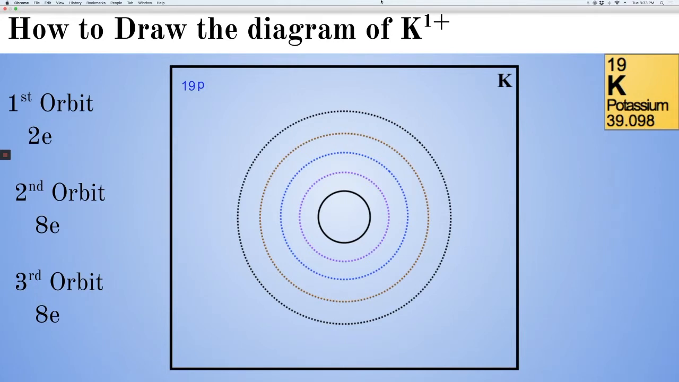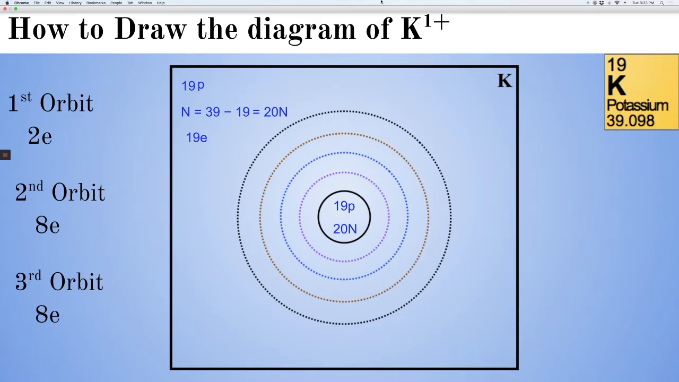From 39, you subtract the number of protons. So 39 minus 19 equals 20 neutrons. And the number of electrons in this atom is 19 electrons. Remember that the number of protons must equal the number of electrons. So now I'm ready to draw the diagram of the atom. So this one has 19 protons and 20 neutrons inside the nucleus of the atom.